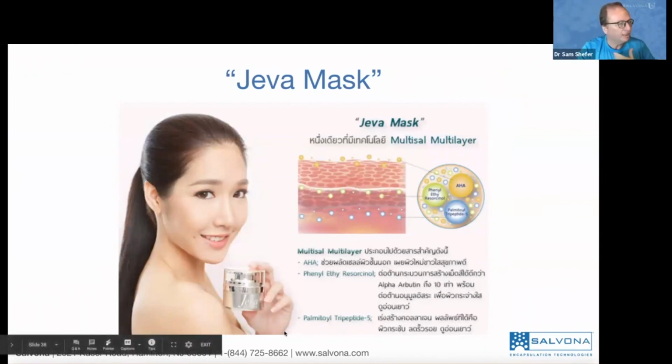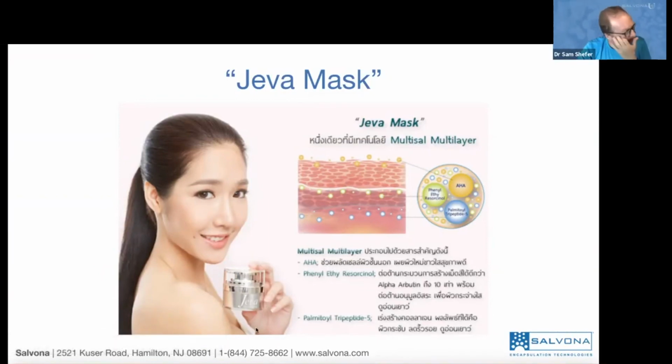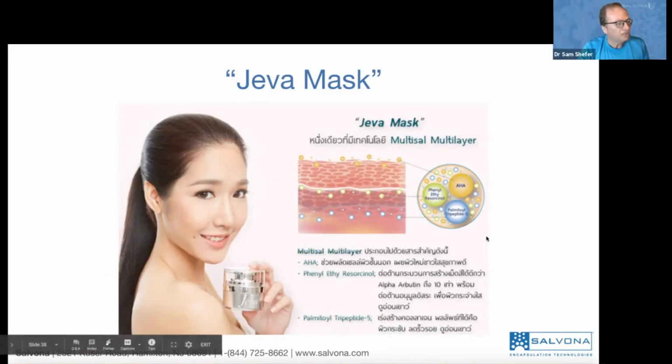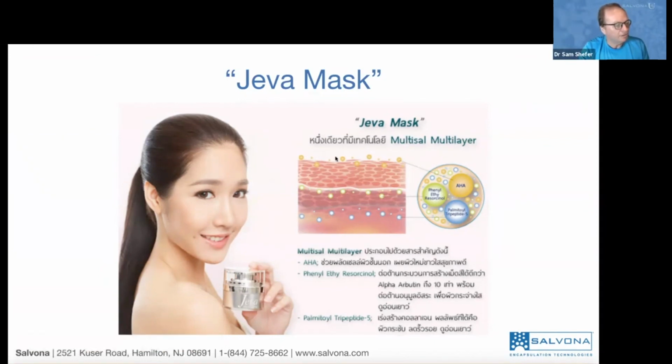Here you see Java Mask. It's the number one product in Thailand for many years now. And you see how they explain it to their customers, the 3 ingredients that we have encapsulated, and how it goes into the multi-layer of the skin. This product then moved on to China, and it became a big seller also for us and for the company. It's called Java Mask. So it's really incredible technology in the way it works.